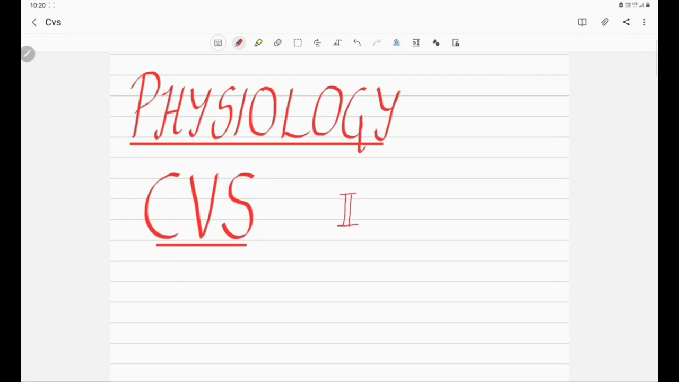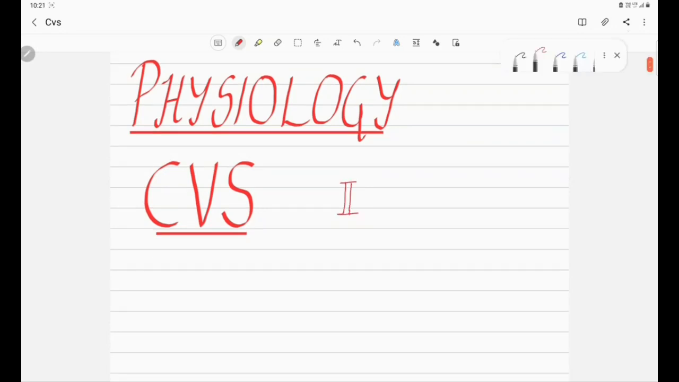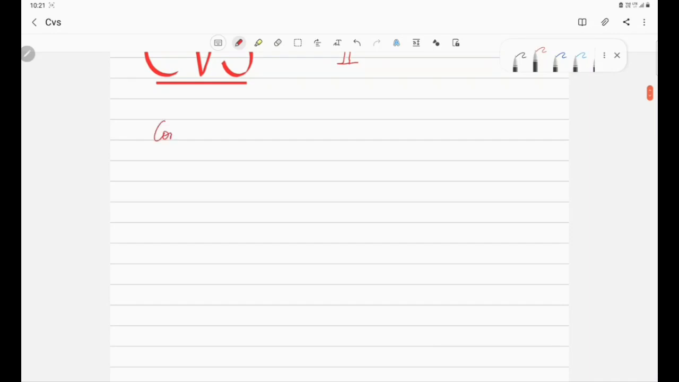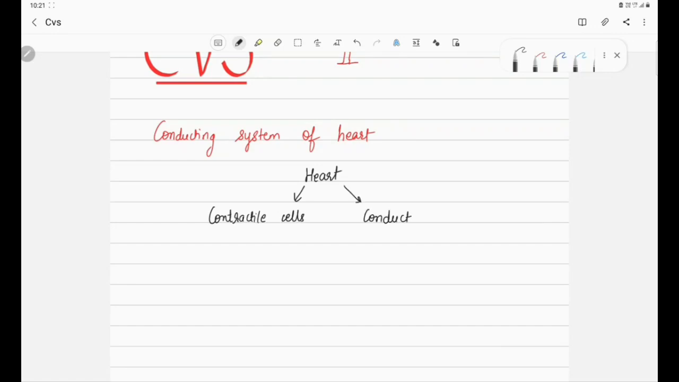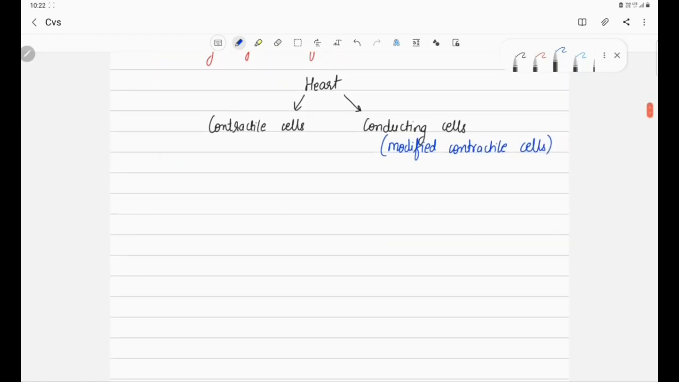This is CVS part 2 in physiology. So in this video we are going to see the conducting system of the heart. Now, the heart is actually made up of two types of cells, contractile cells and conducting cells. Conducting cells are nothing but modified contractile cells. Let's see these conducting cells.